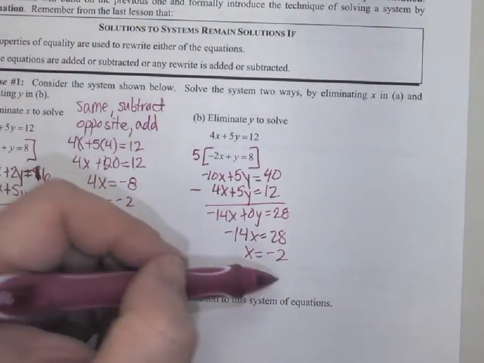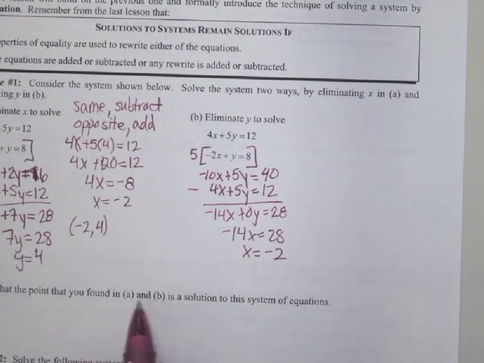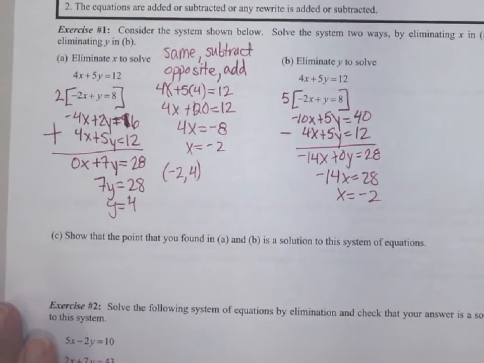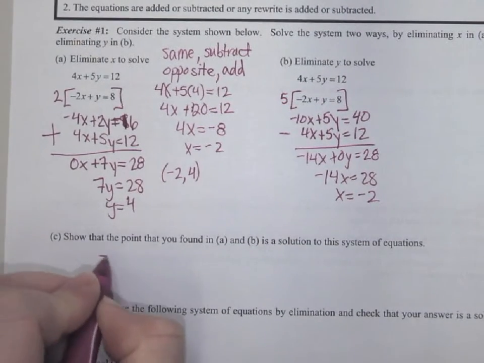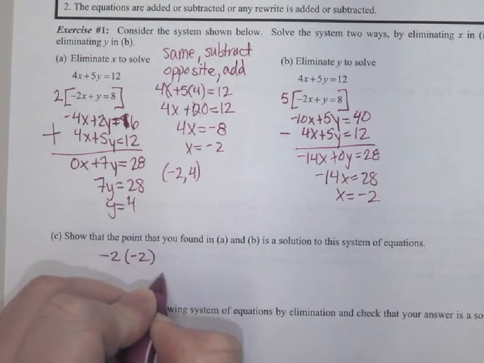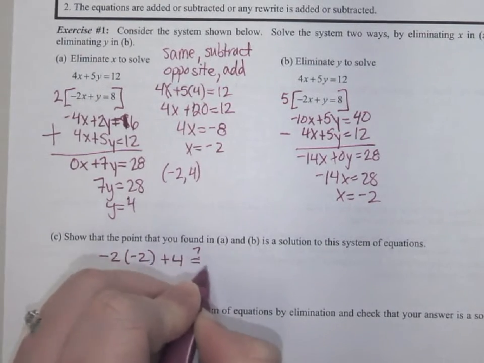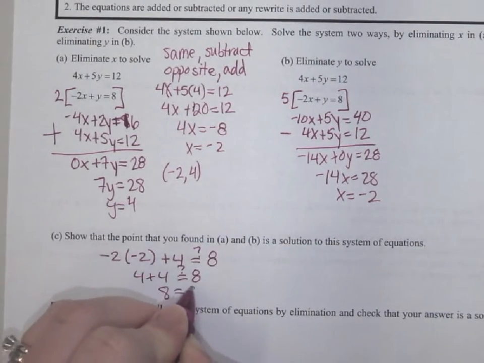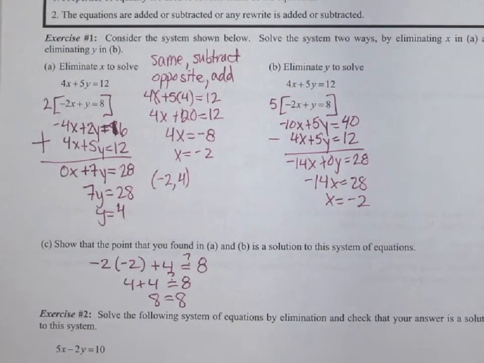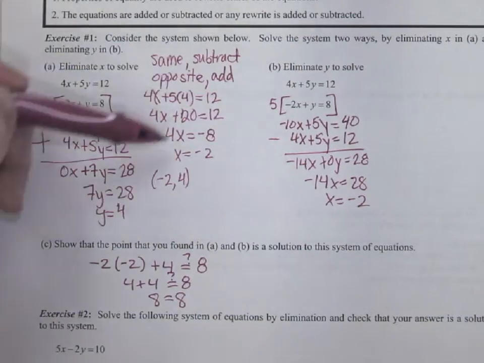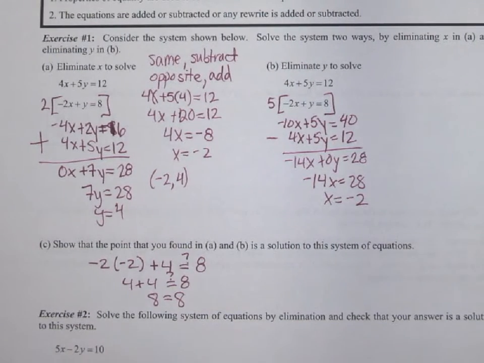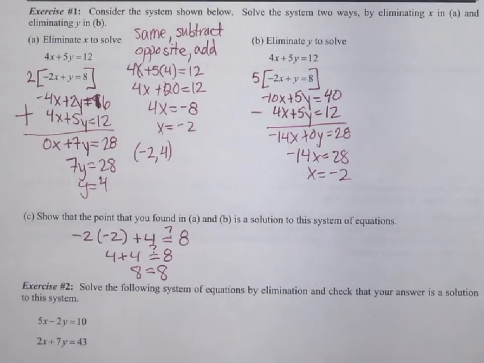So I already showed that if x is -2, y is going to be 4. I need to justify that it also works for my second equation here. So if I have -2 times -2 plus 4, I proved that it is a solution because here I found that it works for the first value. Here I got the same one, so it didn't matter which one I eliminated first. I was able to find the solution because it's the same solution no matter what.